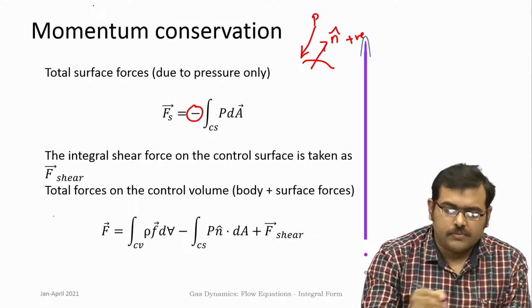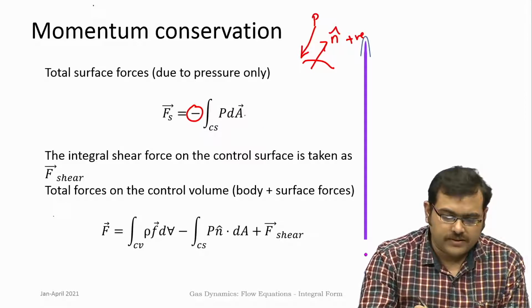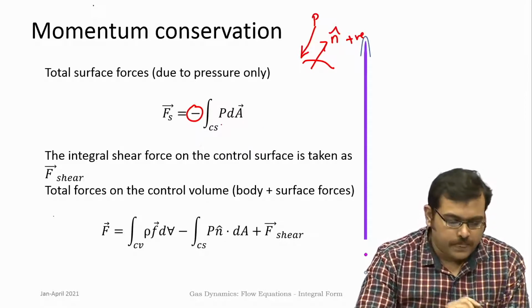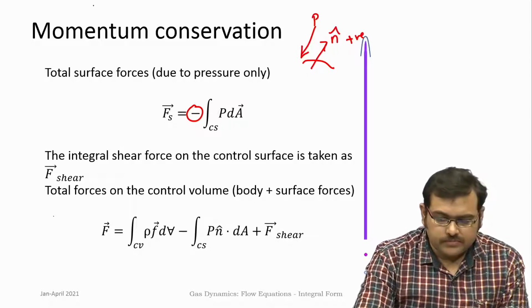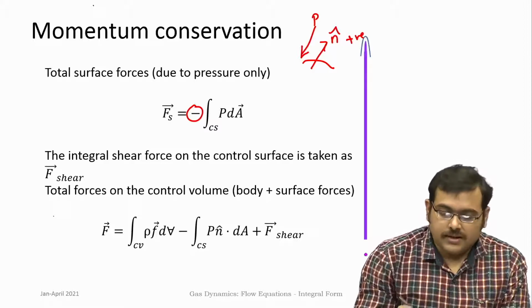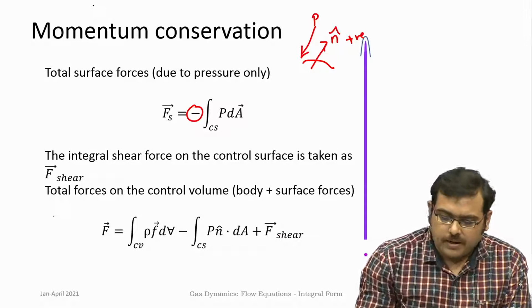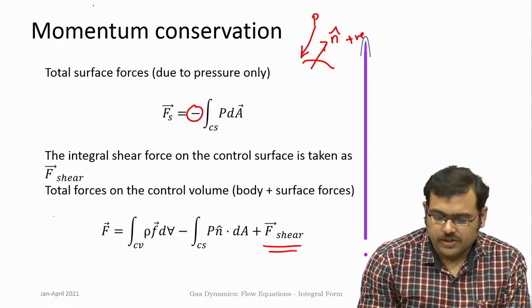So the integral pressure force over the control surface is minus integral P dA over the control surface. Now, for shear stresses, the complete integral is taken as a lumped parameter F, the force of shear.